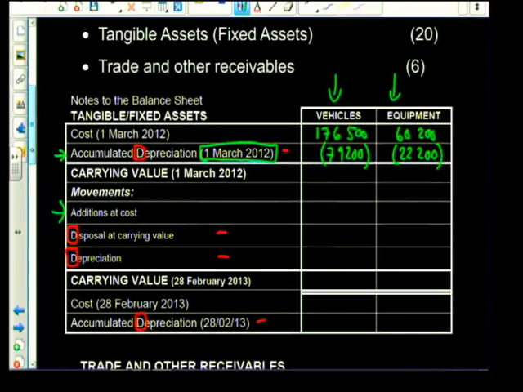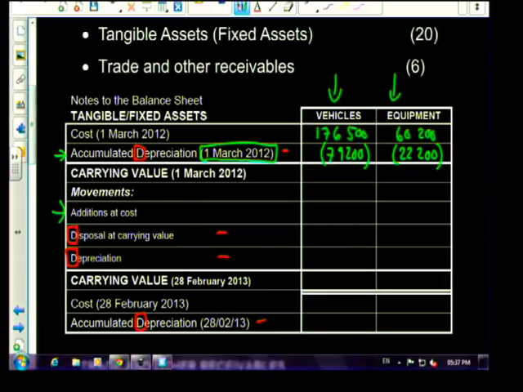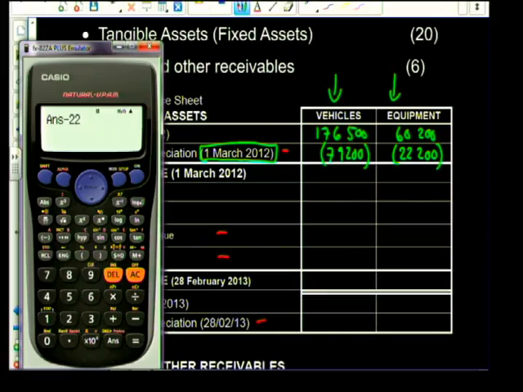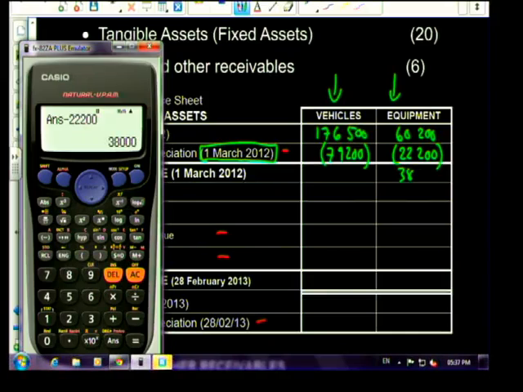Now we need to calculate the carrying value. That's pretty easy if you know how to do it. All it is the cost price minus the accumulated depreciation. So we can do that for both of our columns. If we do it for equipment, we're going to take the 60,200 minus the 22,200 of accumulated depreciation. That gives me an answer of 38,000 rand. So my carrying value for equipment is 38,000 rand.